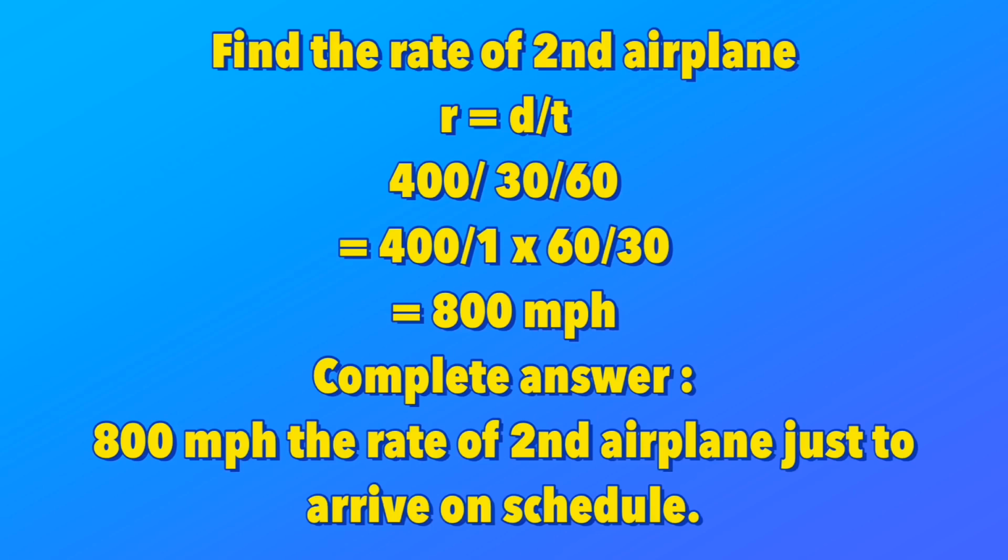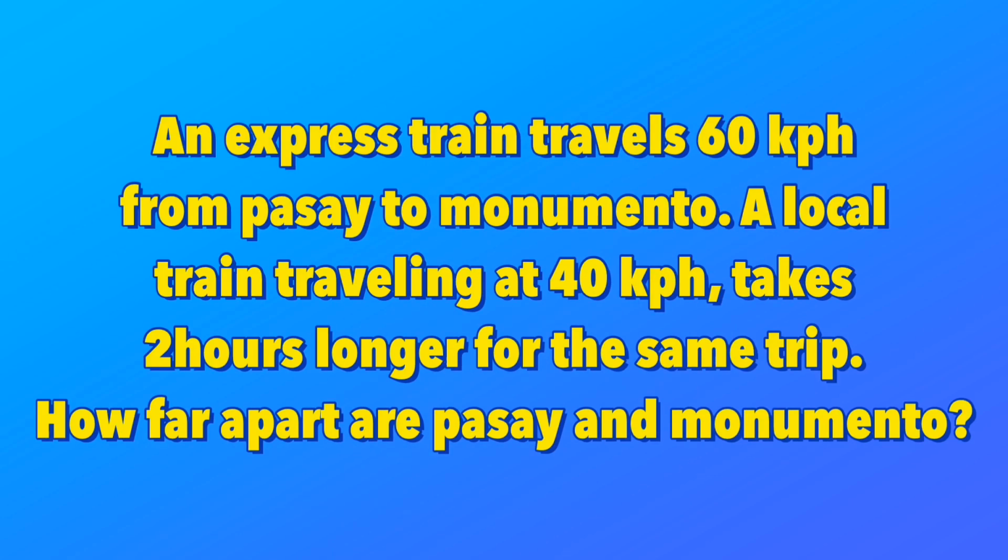Then by the cancellation method, we have 60 divided by 30 equals 2, 30 divided by 30 equals 1. Then horizontal multiplication, 400 times 2 equals 800 miles per hour. Our complete answer, 800 miles per hour, the rate of the second airplane just to arrive on schedule. Okay, next problem, number 6.